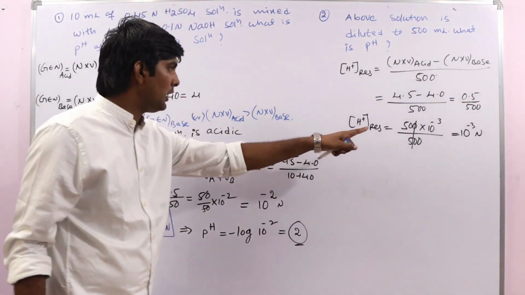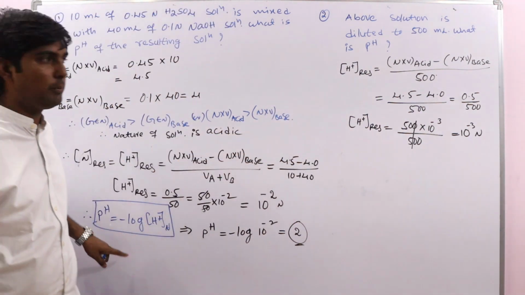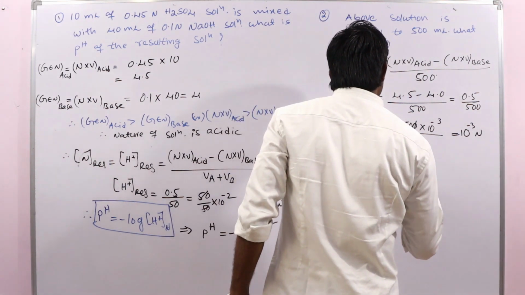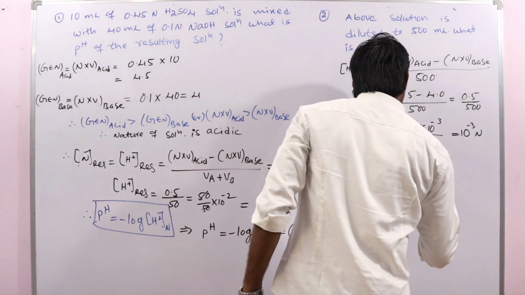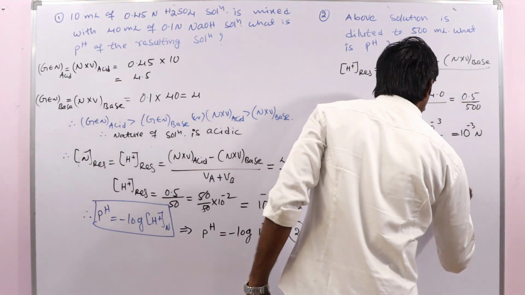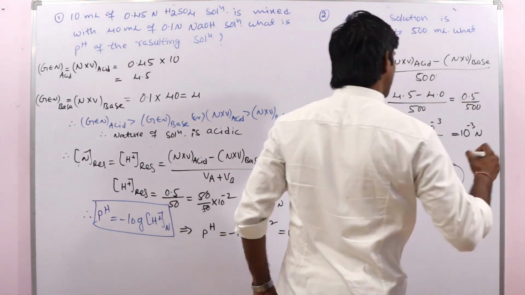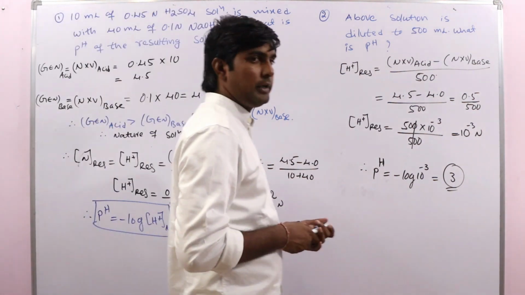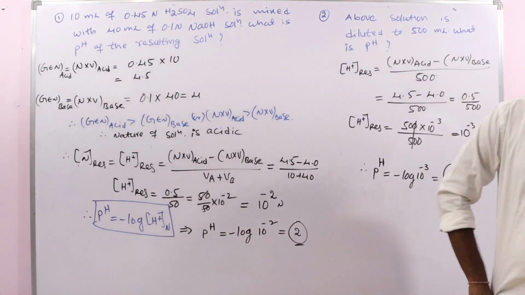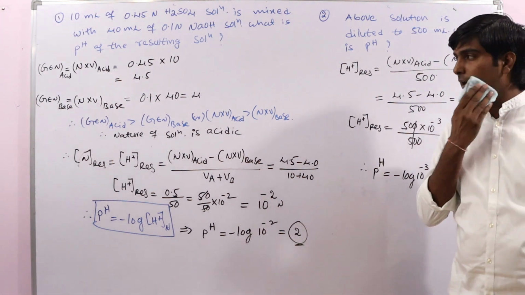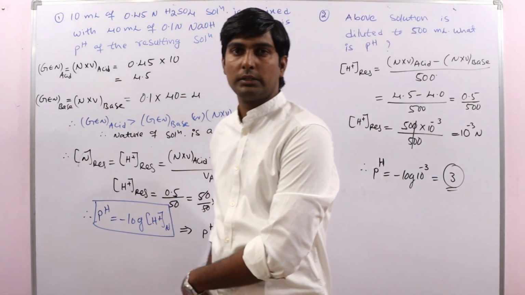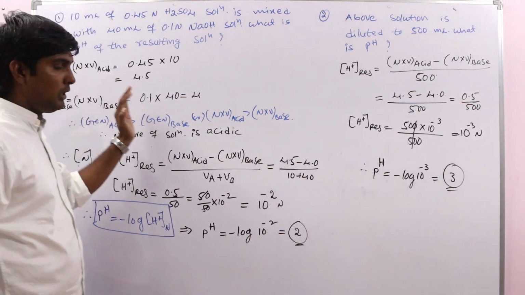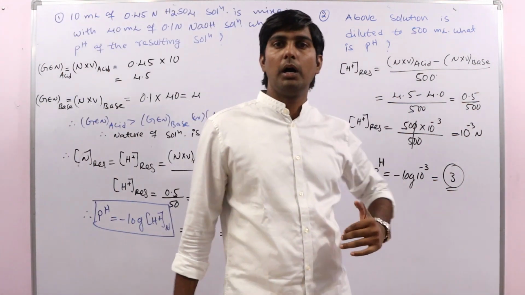Now same story, substitute this in this formula. Therefore pH is equal to minus log 10 power minus 3, that is equal to 3. Okay, pH equal to 3. Clear? So in this way we can solve very easily, and this type of problems are very important. Many times they are asked in the examination. Okay, so clear? Now let us see another type of problem also.